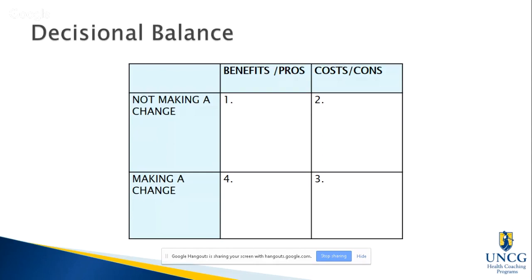So then talk about, on the other side, making the change. What are the negatives for making that change? And you want to start, again, with talking about the negatives so that you can end with the positives for change. So the last one would be, what are the benefits for making this change?